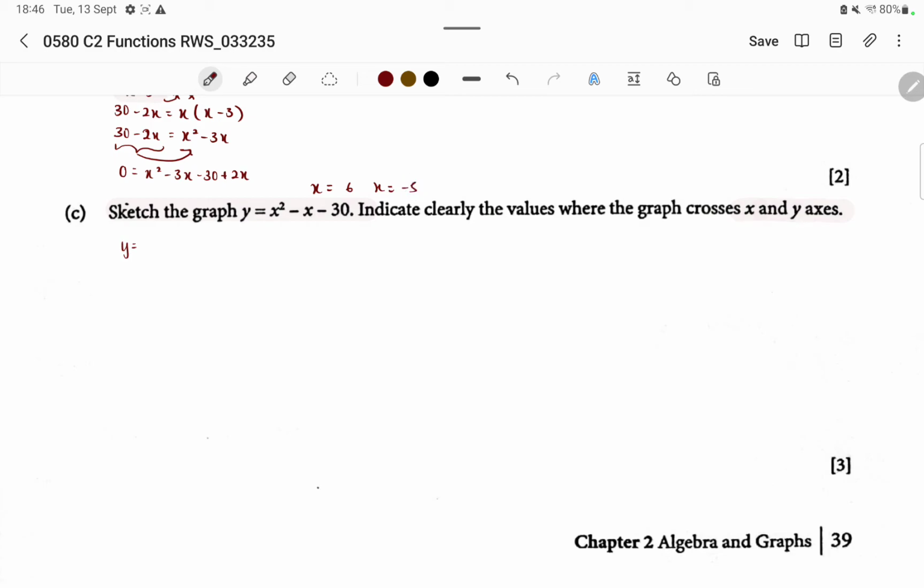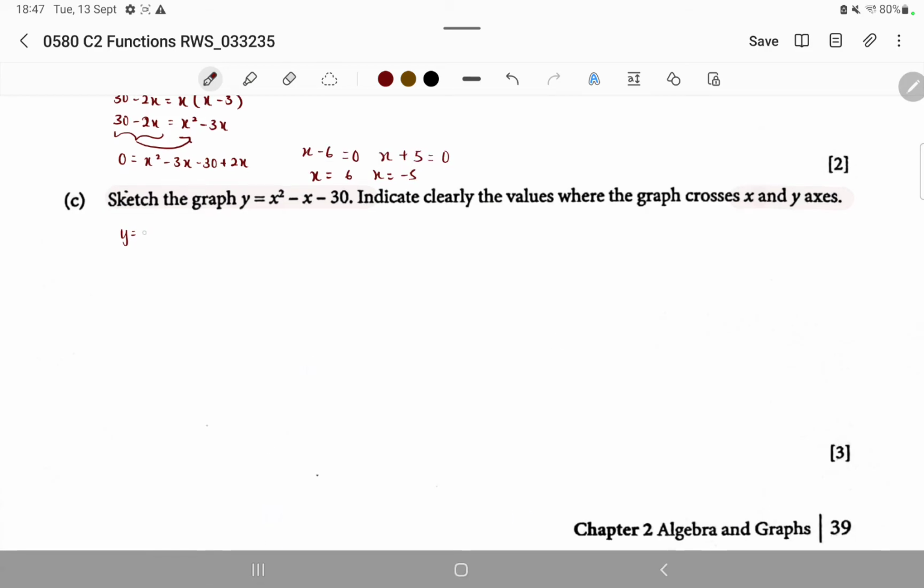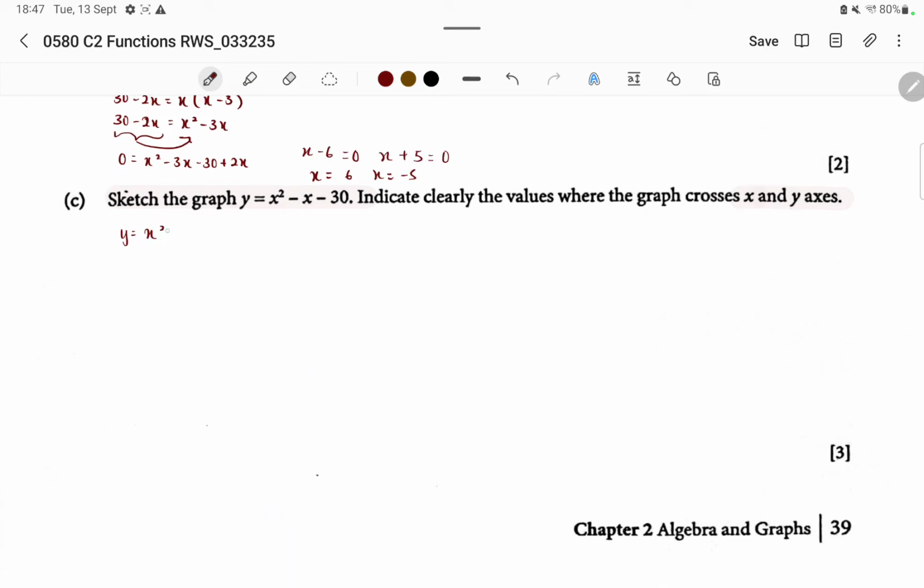So to make from bottom to top always, so 0, move 6 to the other side lor. x minus 6. And then this one also, move negative 5 to the other side, becomes plus 5. So this one, x squared minus x minus 30, is actually equals to x minus 6, x plus 5.